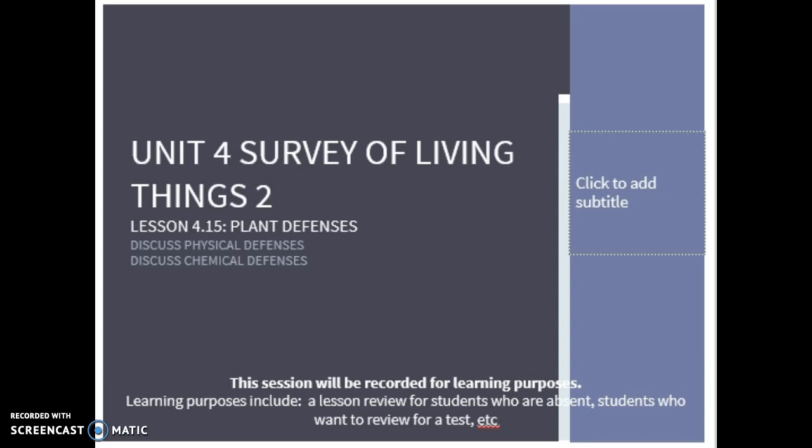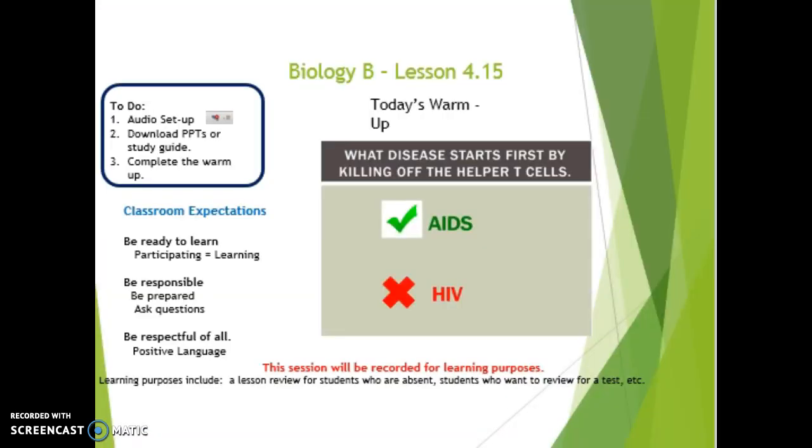Today we're going to look at one more topic about how things respond to the environment. We've been looking at the immune system and how the body responds to pathogens. We're going to be looking at now how plants respond to their environment, especially when it comes to herbivores. Before we do that, let's do this warm up.